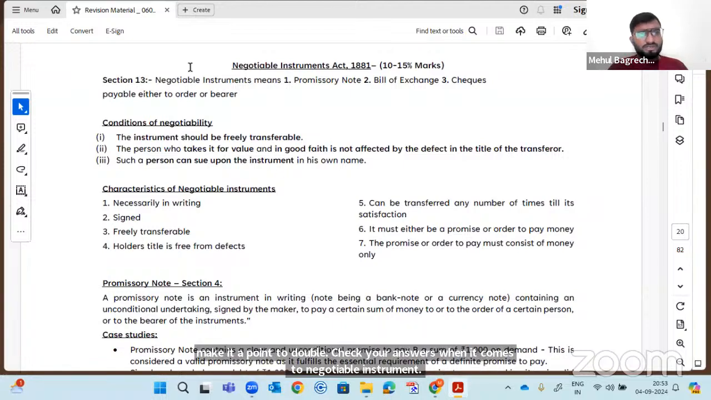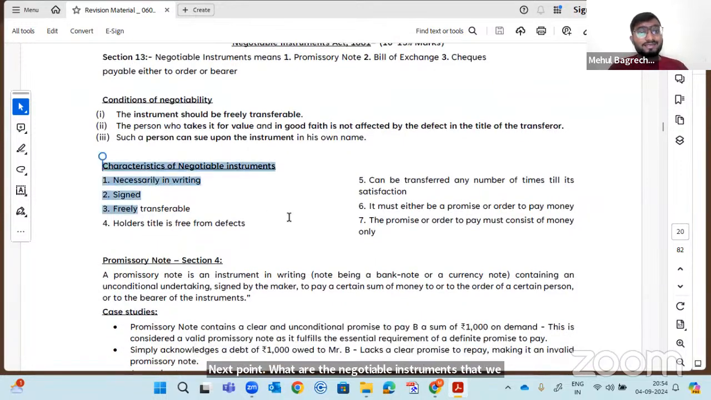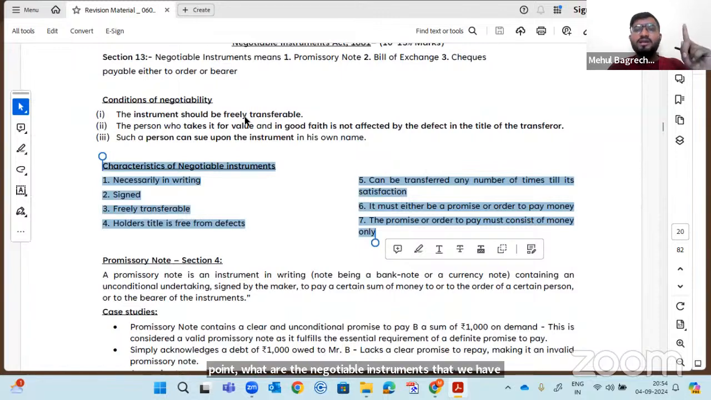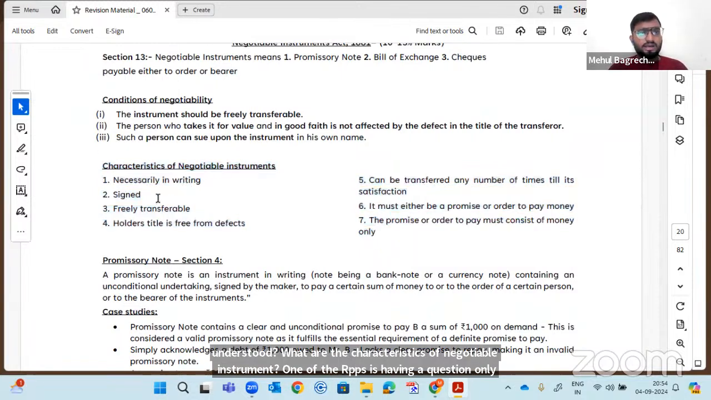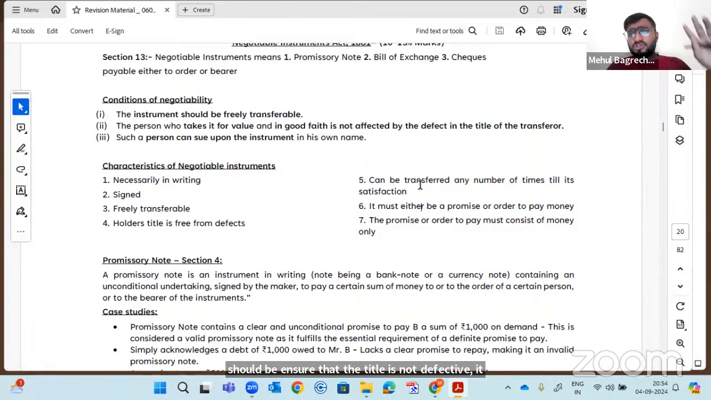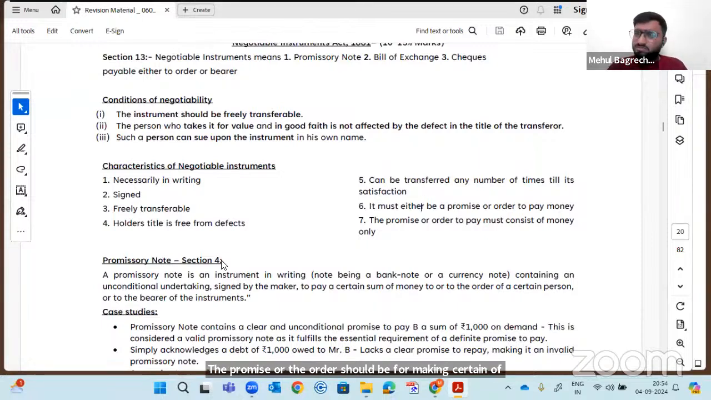Next point. What are the characteristics of a negotiable instrument? One of the RTPs has a question only on writing the characteristics of a negotiable instrument. What are the characteristics? It has to be in writing. It has to be signed. It should be freely transferable. It should ensure that the title is not defective. It can be transferred any number of times. It must be either a promise or an order. The promise or the order should be for making a certain sum of payment. That's it. These are the characteristics of a negotiable instrument. Make it a point that you know each and every word of the characteristics.